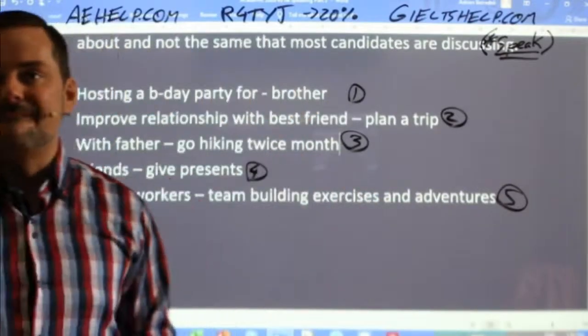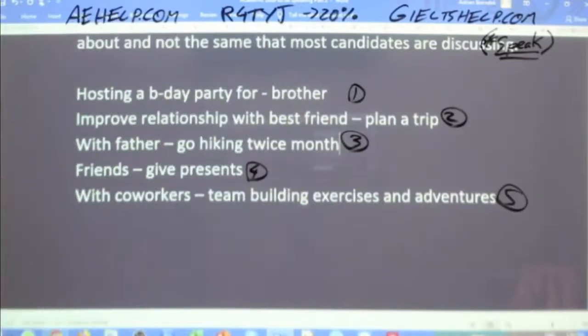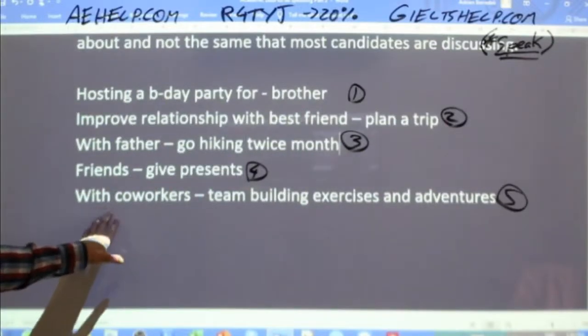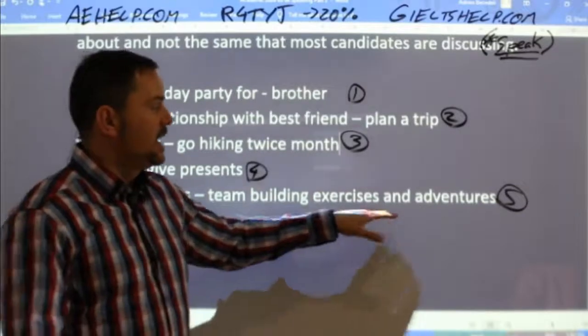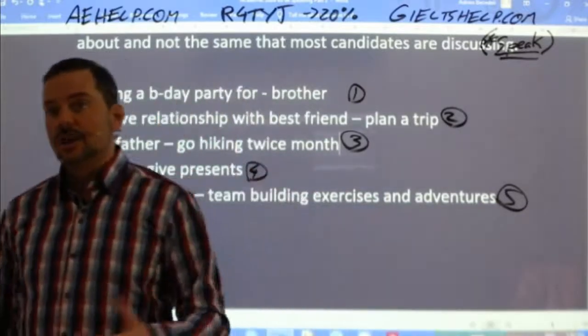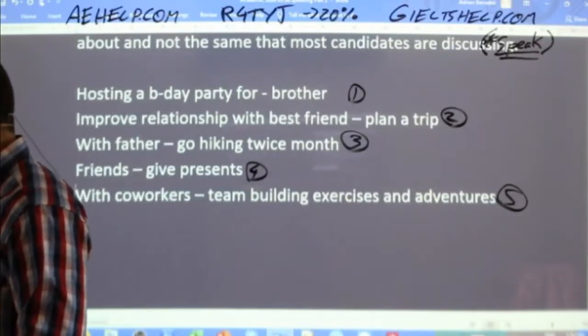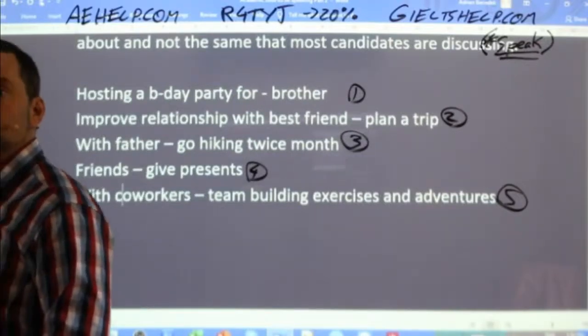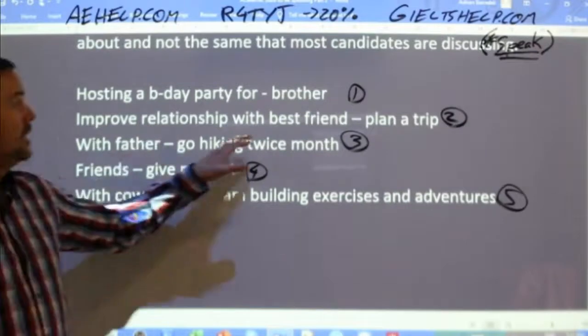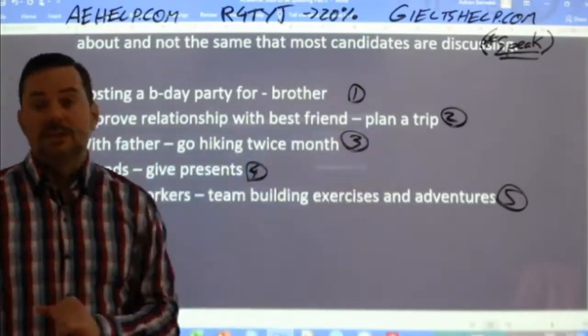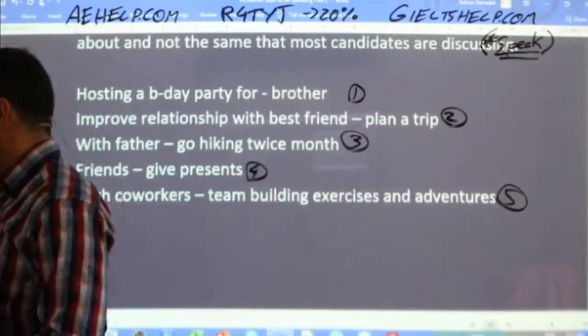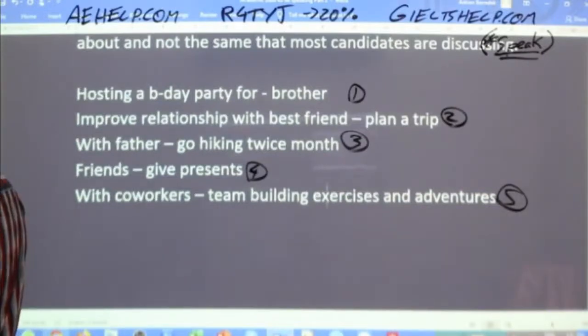And I can see that 5 appears to be the most popular. So coworkers, team building exercises, and adventures. Okay, then let's go with that one. So let's go with number 5. It looks like 2 was a pretty popular answer as well. So plan trips with best friends, quite possible as well. Okay, but for now we'll go with number 5.